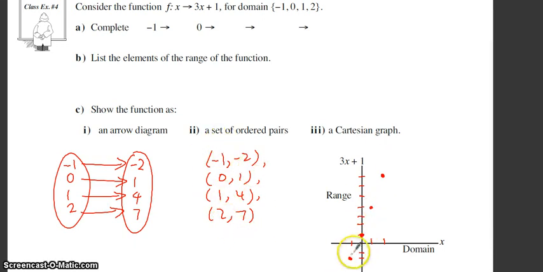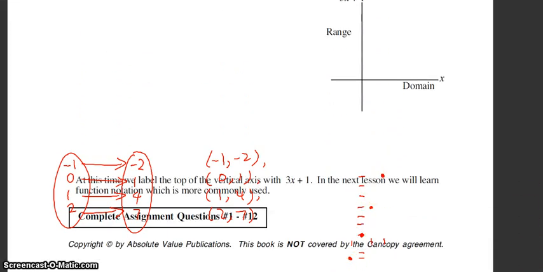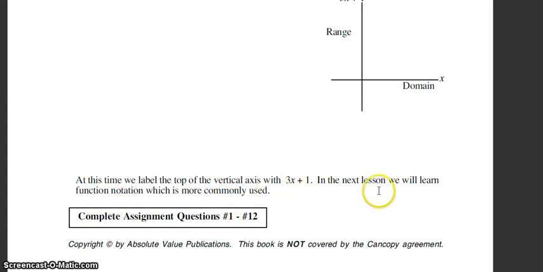Just draw the dots and then the graph. You see this one actually forms a straight line, but you don't connect them because it's 4 separate points. At this time, we label the axes. So this is a function, and that's it.